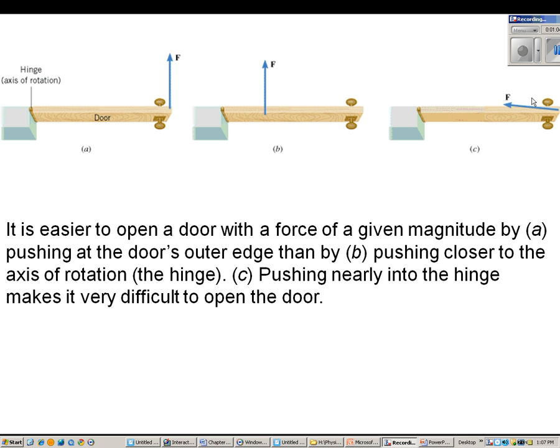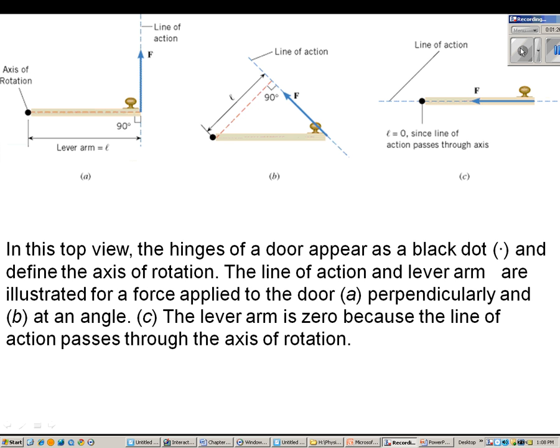It is easier to open a door with a force of a given magnitude by A, pushing at the door's outer edge, than by pushing closer to the axis of rotation with the hinges. Pushing nearly into the hinge makes it very difficult to open the door. So door A is the easiest to open. Door C is the most difficult.